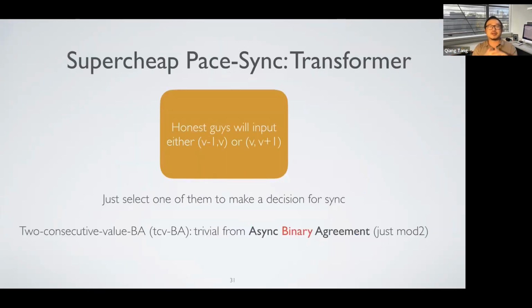So basically we can simply use binary agreement, just the simplest possible binary agreement, to run this phase synchronization. Of course, it's not a directly trivial mapping. We'll just do mod 2, so that V minus 1 and V become 0 and 1. Essentially, the phase synchronization just needs to determine whether we should pick V or V plus 1, just pick one value out of it. This can be easily realized by a variant of asynchronous binary agreement, which is already conceptually the minimum of all asynchronous consensus protocols, because the input is just 0 or 1.